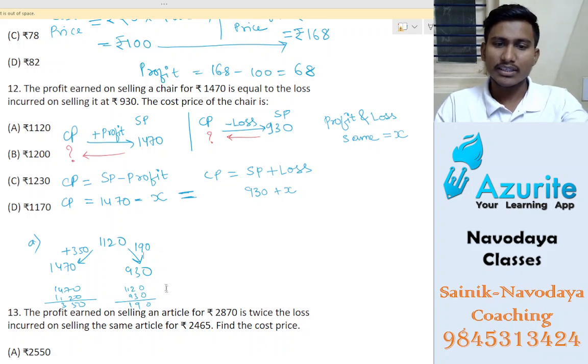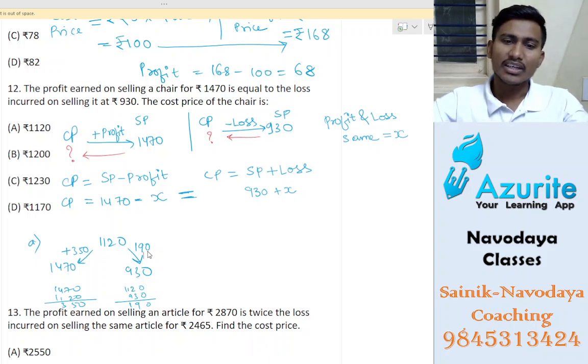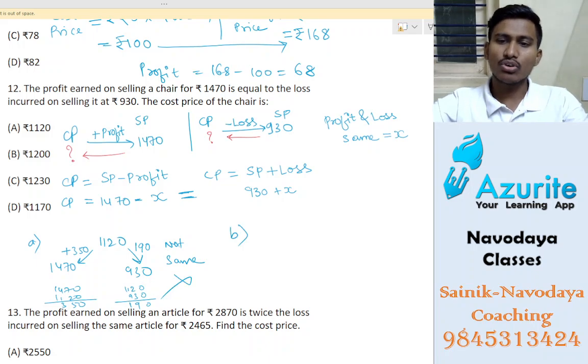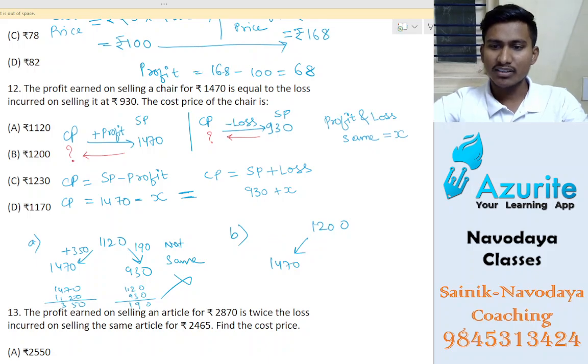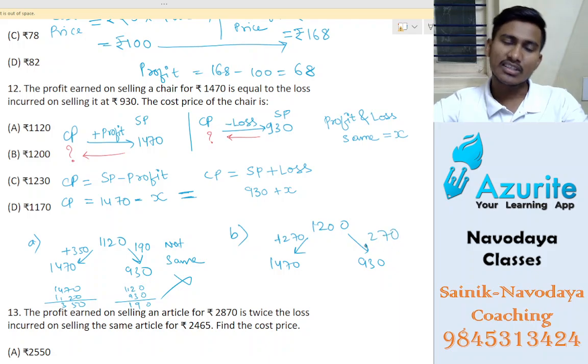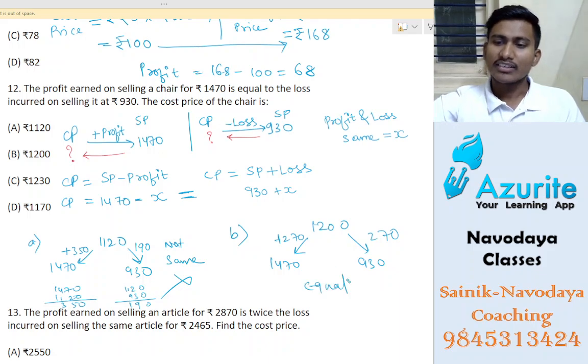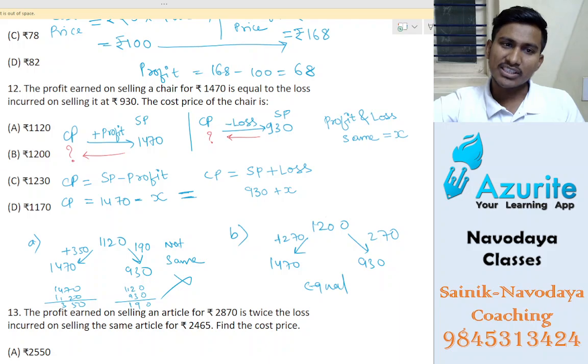Is it both same? It is not same. So that is why it will not come. So if you go for option B, that is 1200. From 1200 to 1470, it is how much plus? 270. And if you sell it for 930, how much less? 270 rupees is less. So both are equal. So the cost price is 1200, option B.